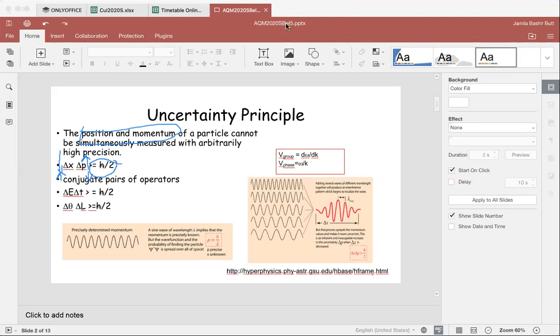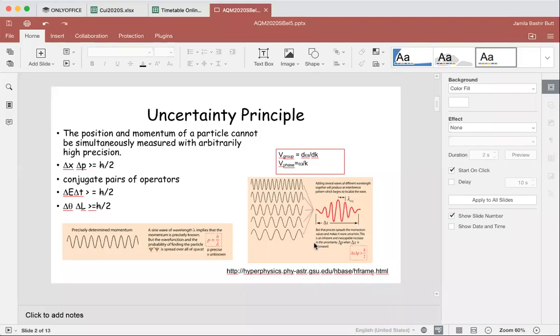So, I will take a break here. So let's see what we were talking about. Okay, Heisenberg uncertainty principle.